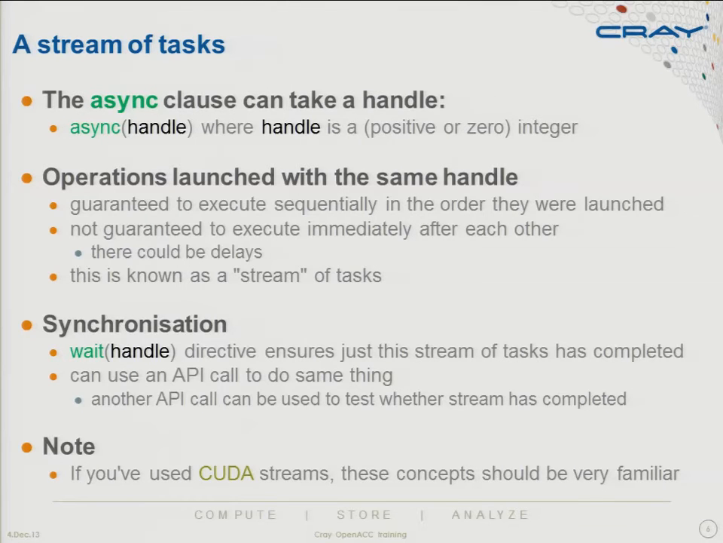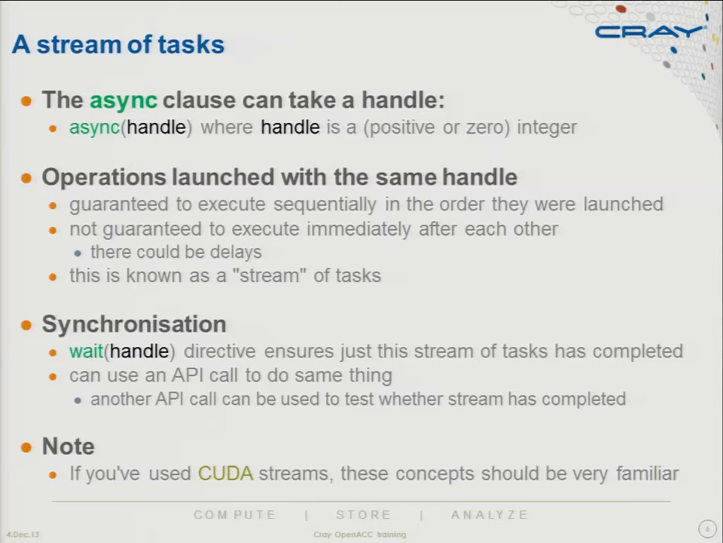And this is where you use the async clause, but with a handle, with a label. And what you say is that you can launch tasks. If they're launched with an async clause and the same value of this handle, they will execute asynchronously, but you know that they will execute in order on the GPU. So the second one won't execute until the first one is finished.